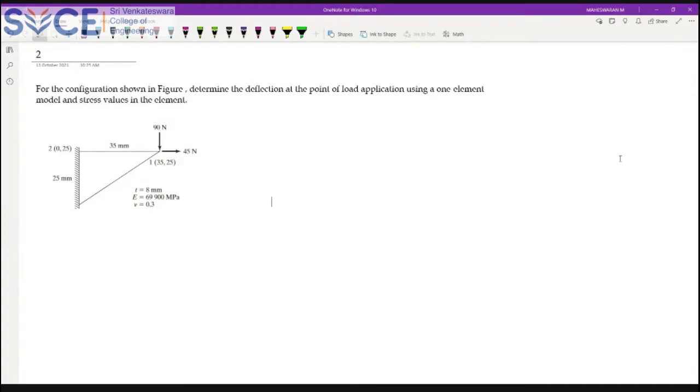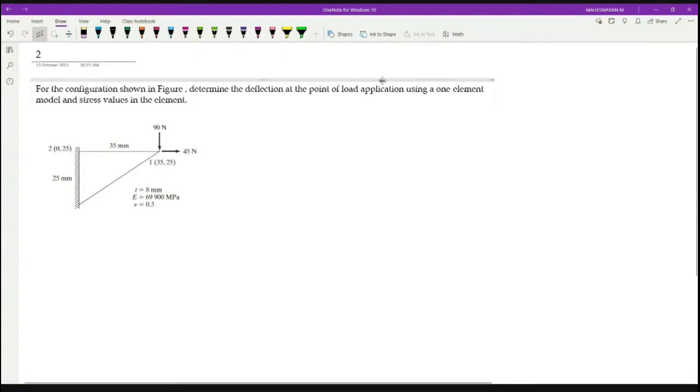They have given a figure here, so consider this as a clamp. It has overall dimensions of around 25 mm and 35 mm, and there are two forces acting here: one is 90 newton acting in the downward direction and 45 newton acting towards the right. They also give the Young's modulus, Poisson's ratio, and the thickness.